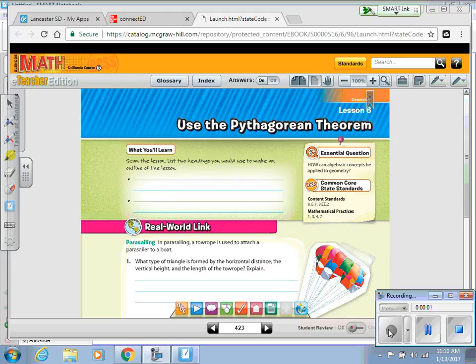Today we're going to talk about the use of the Pythagorean theorem. We're going to solve right triangles. We are going to use the Pythagorean theorem in 3 dimensions.